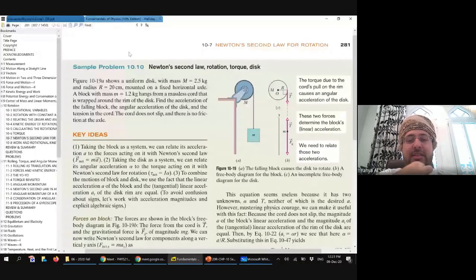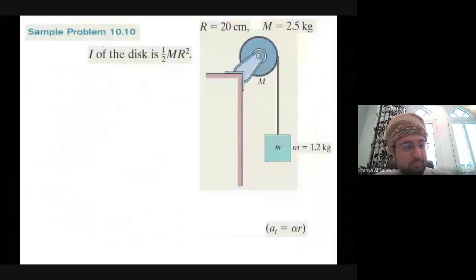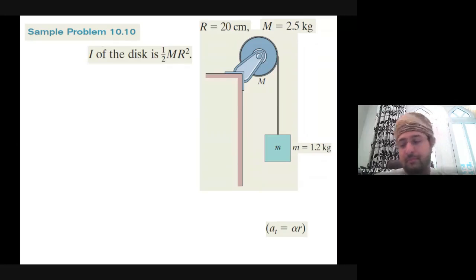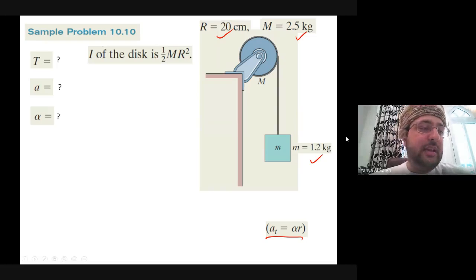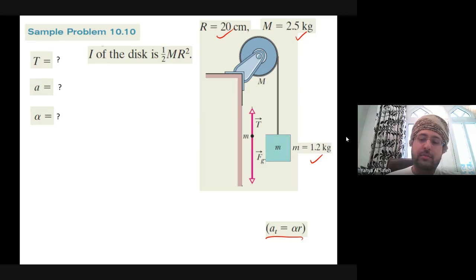The cord does not slip and there is no friction at the axle. So we only need to worry about gravity and tension. That's it. Well, we know a equals alpha R. We write down that R equals 20 centimeters, M equals 2.5 kilogram, m equals 1.2 kg. We need to find T, a, and alpha. From our handy dandy list of moments of inertia, we know that the I of the disk is half MR squared. Let's get started. Gravity down, tension up.